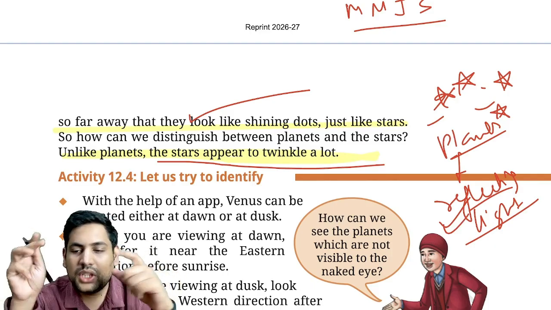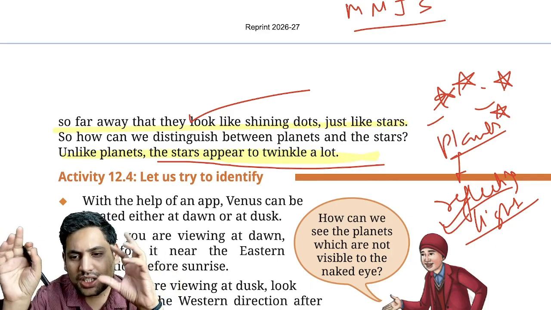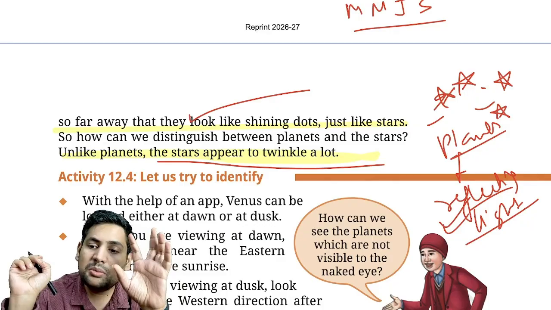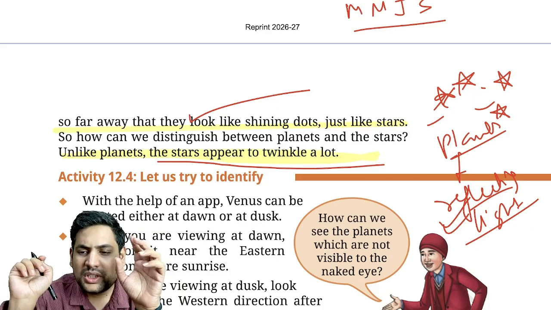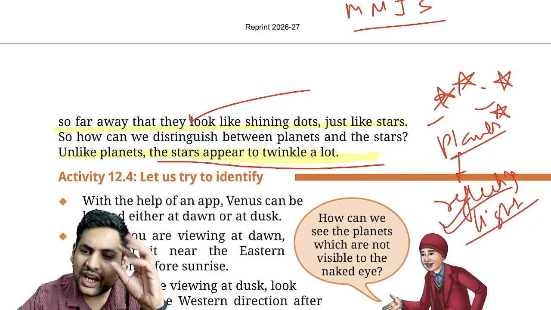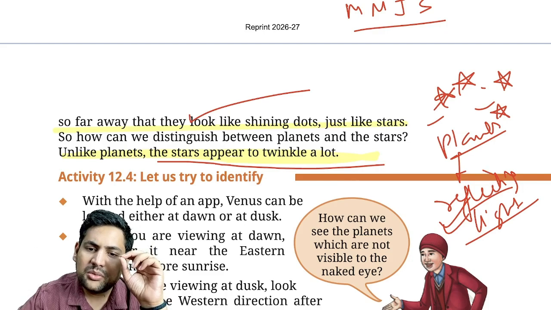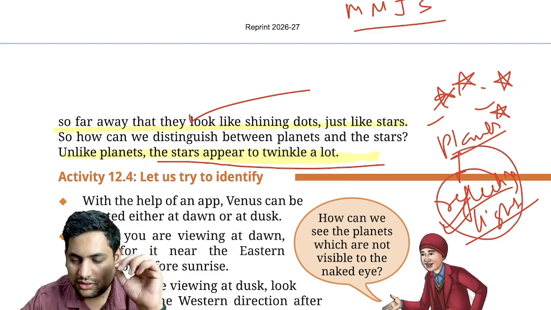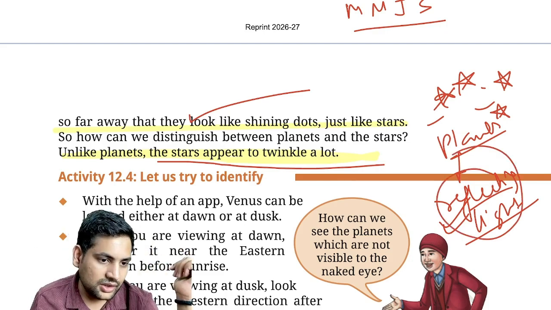Even if you see Venus, you must have seen some different colored planet in the early mornings. It is not shiny and it is not twinkling. Why? Because it is just reflecting light. It cannot produce light.